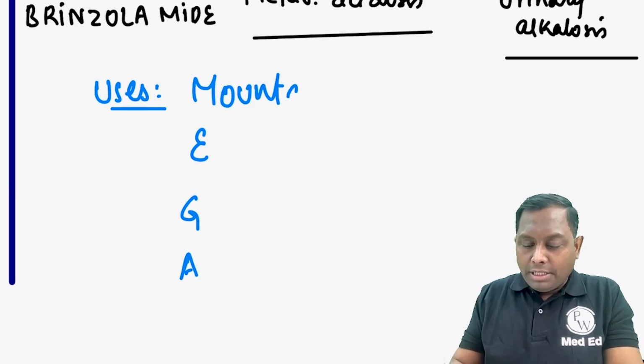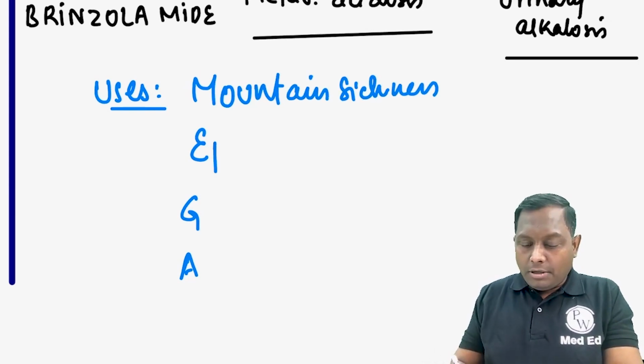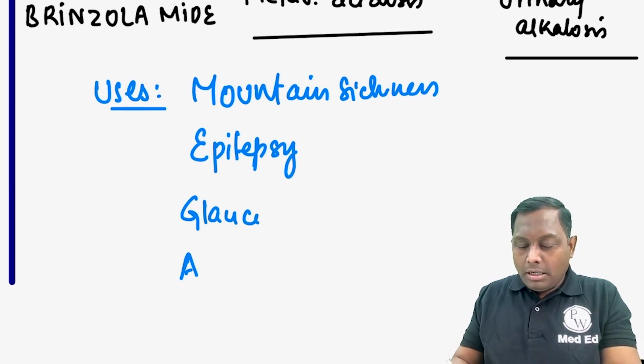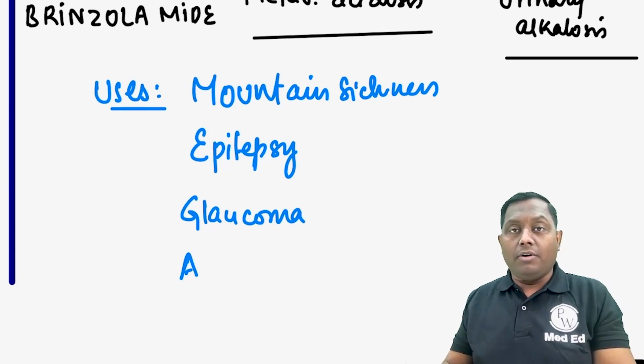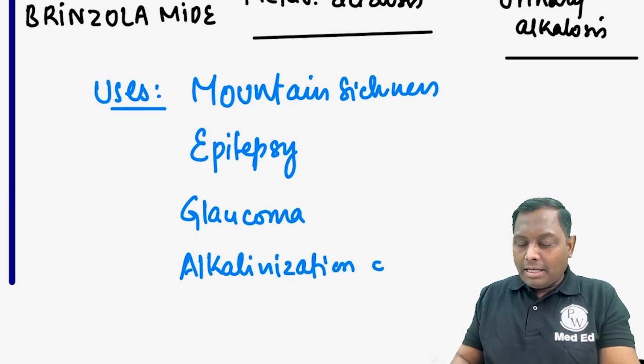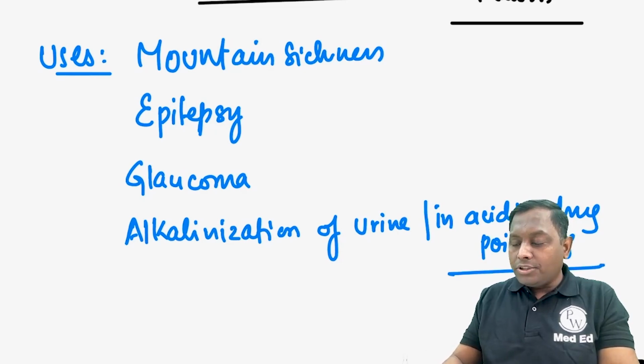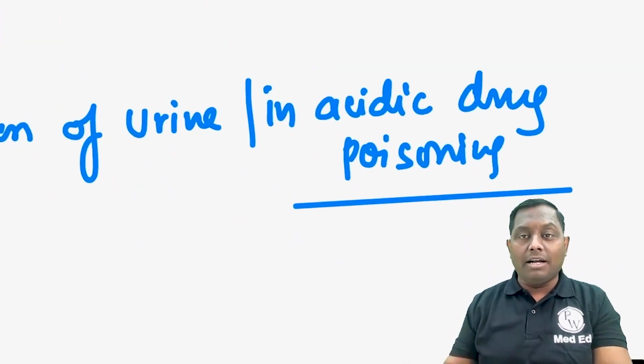MEGA stands for mountain sickness. It can also be utilized for epilepsy like catamenial epilepsy. It can also be utilized for the glaucoma. Drugs like your dorzolamide, it's a very preferred, very mild drug for pediatric glaucoma, right? And also we can use it for the alkalinization of urine. So alkalinization of urine will be mainly required in acidic drug poisoning. So usually in acidic drug poisoning we do forced alkaline diuresis using soda bicarbonate, right? What do we use?